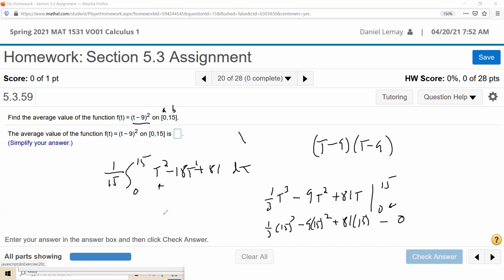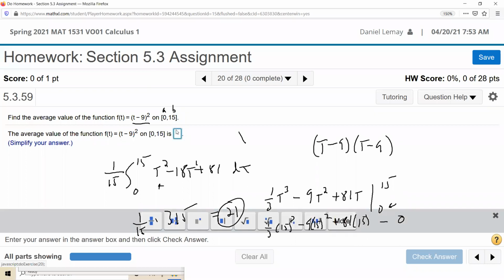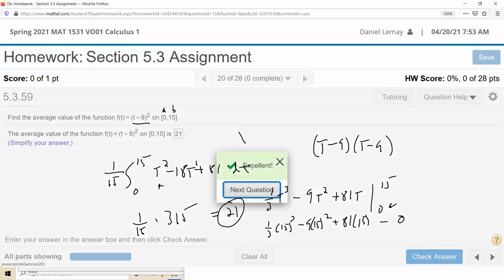So that whole mess becomes 1 over 15 times 315. And then we'll divide that by 15, and I'm getting 21. So that has an average value of 21. So let me see if I get it right. 21. I better. I don't want to have to redo this video. All right, good. All right, so that's what you do.